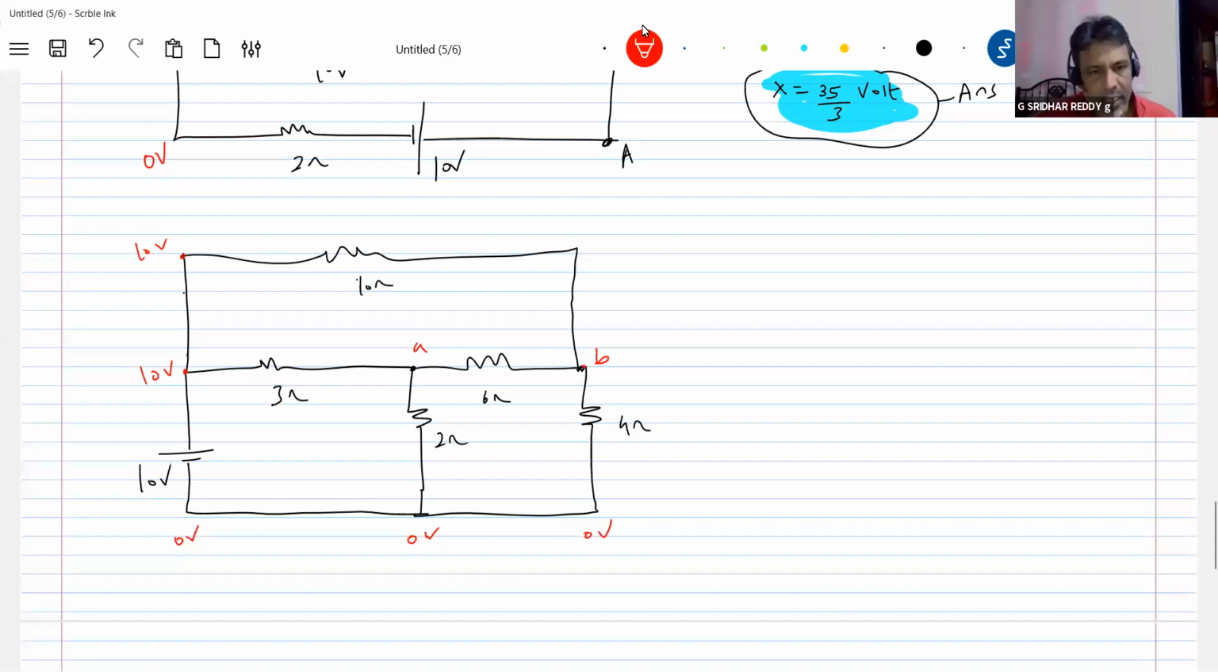So if we can find out the potential at A and B, we can find out the current in all the branches. So definitely two unknowns are there. So we can find out the potential network. Now, a little bit of complication I brought in.